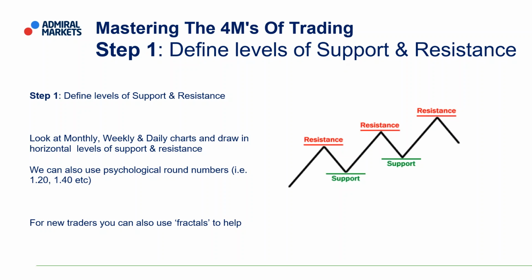We can also add in particular, important psychological round numbers like 120, 140, right? So pound against dollar has been batting around about 130 at the moment. Dollar yen has been batting around about 110, 111. So, these sort of psychological round numbers become important to us. And for new traders, if you want, you can also use fractals to help you with defining levels of support and resistance.